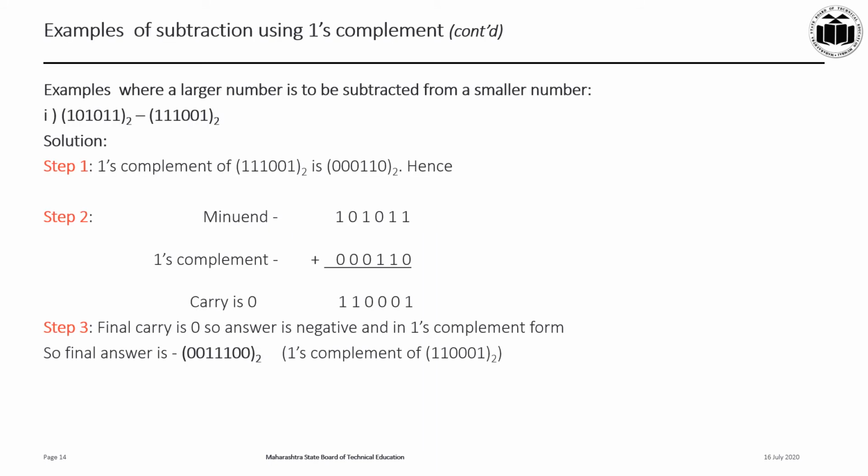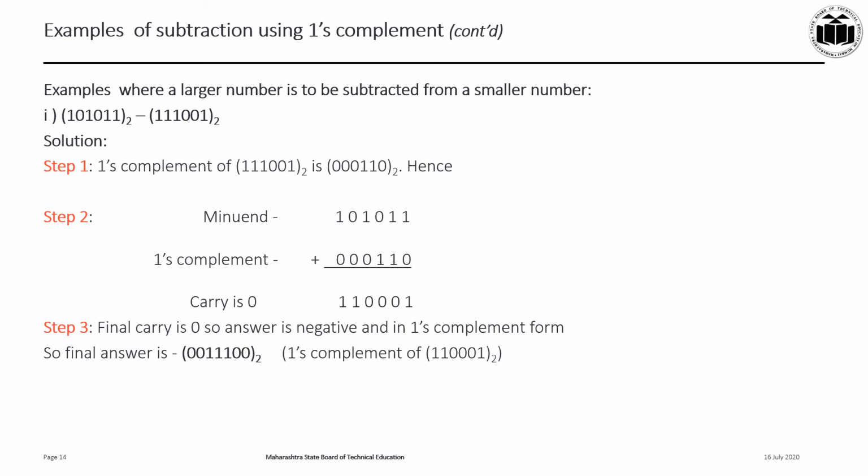Let us take examples of subtraction where the larger number is to be subtracted from a smaller number. Now let us take the example of 101011 minus 111001. Here your subtrahend is 111001 and the minuend is 101011.